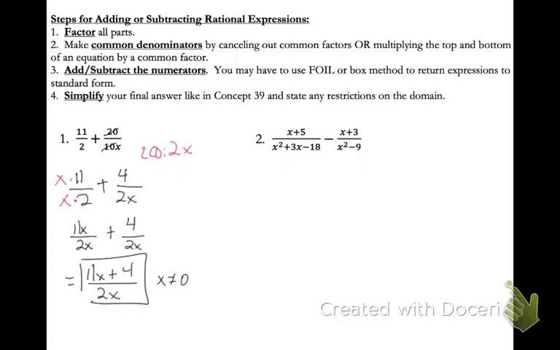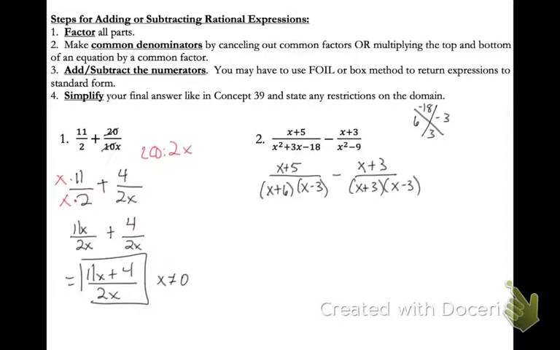All right, so number 2, we're subtracting. So first thing is look for any factoring that you can do, and I see factoring that we can do in the first denominator and the second denominator actually. So we're looking for two numbers that multiply to give us negative 18 and add to give us 3. So that's 6 and negative 3. So I'll rewrite my first denominator with those two factors, and then my second denominator is a difference of squares. So that would be x plus 3 times x minus 3.